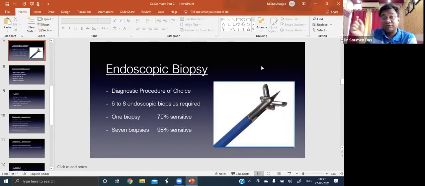Out of these, Siewert 1 and 2 are taken as esophageal cancers, whereas type 3 is taken as gastric cancers. So when you are doing an endoscopy and you are seeing a G junction growth or a growth in the upper part of the stomach, mention whether it is a Siewert 1, 2 or 3, because the whole management is going to change. That is one point. Next point is, when do you do endoscopic ultrasound?